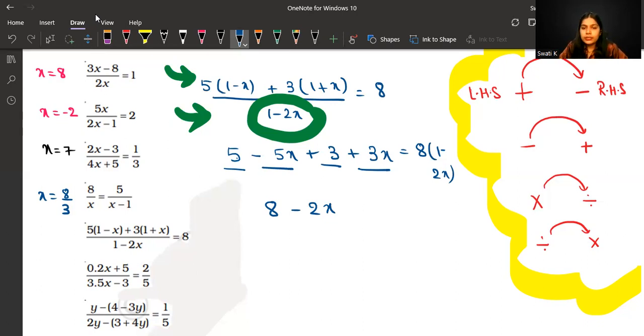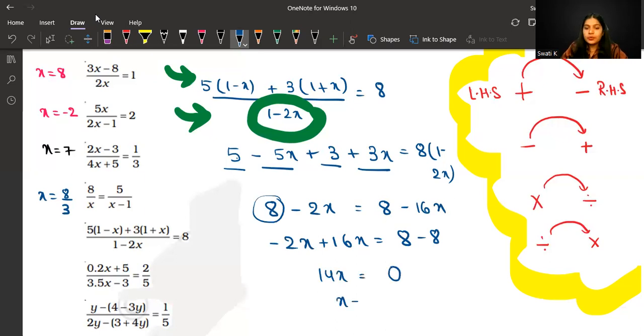All right, so this is 8 times 1 using the distributive property 8 and then minus 8 times 2 is 16x. Now what I'll do is I'll keep this minus 2x here only and I'm going to shift this minus 16x to the other side. So minus 16x will become plus 16x. This 8 here as it is and this is plus 8, right? So if we shift it to the other side, it will become minus 8. Now minus 2x plus 16x is 14x, right? And 8 minus 8 is 0.